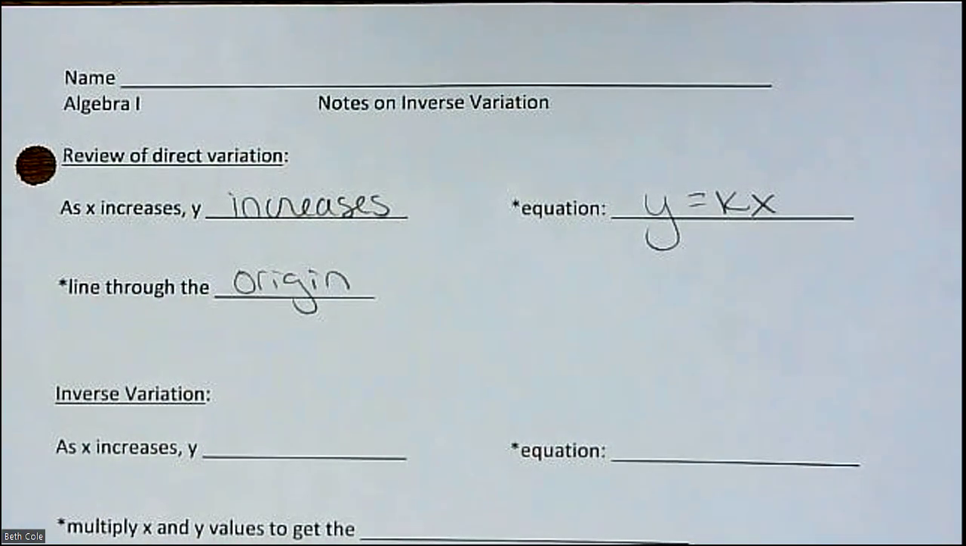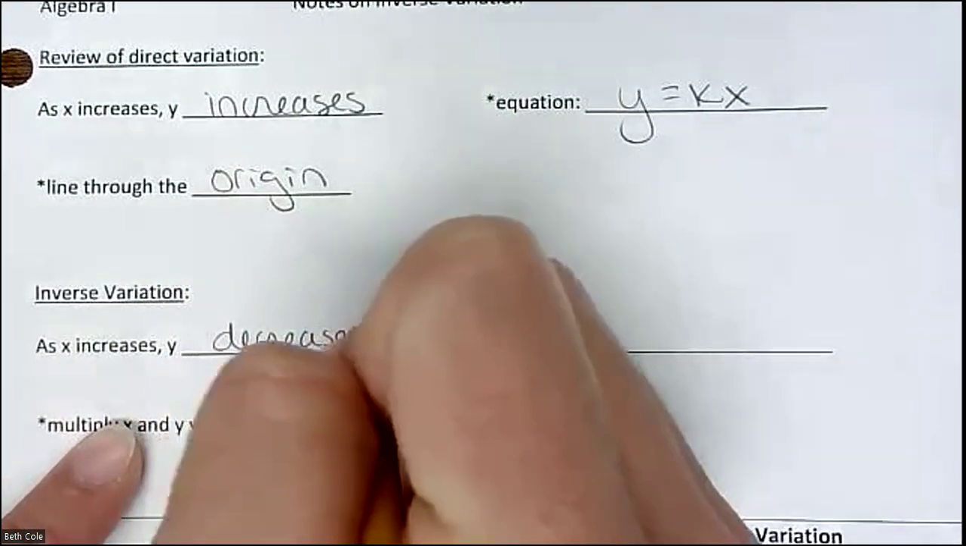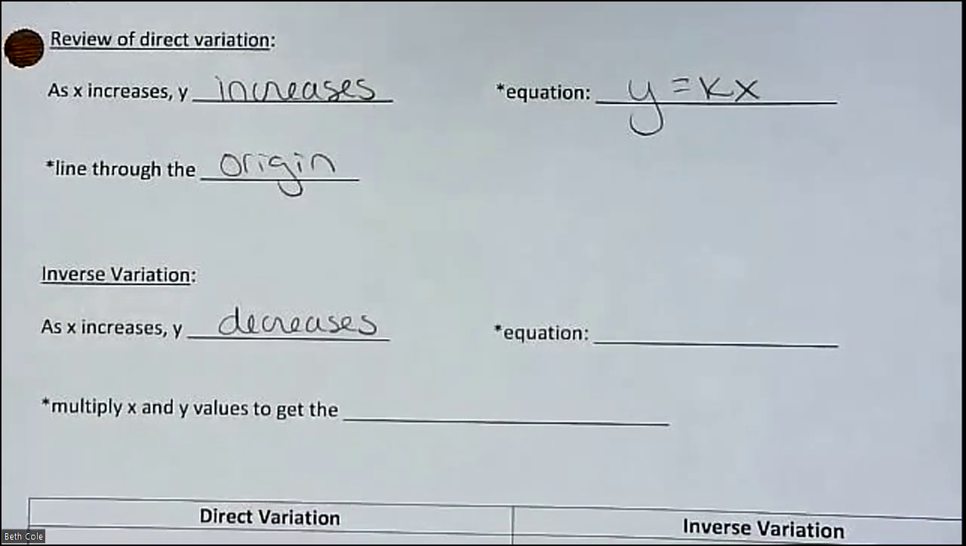Today we're going to do inverse variation, which is the exact opposite. As X increases, what do you think Y does? Decreases. The example I usually use for this is how fast you're going in your car and the time it takes you to get somewhere. Follow me on this. The faster you go, the less time it takes. Do you see that? As one thing goes up, the other thing goes down. The more your speed, the less time it takes to get there.